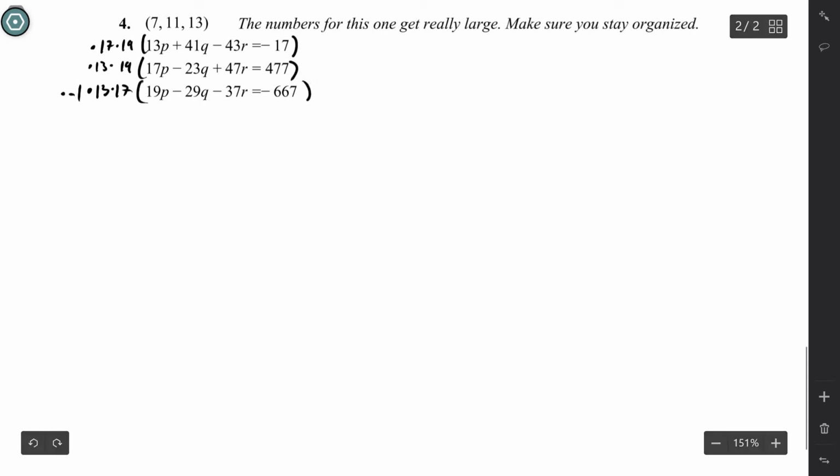So the first thing I'm going to do is take 17 and multiply that by 19 to know what I'm supposed to be multiplying by. So 323. And I'm going to just cross that out. We don't need that anymore. We know we're multiplying it by 323. So that times 13 is 4,199p plus, let's take that and multiply it by 41. 13,243. That's q's.